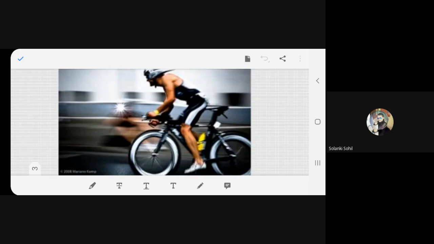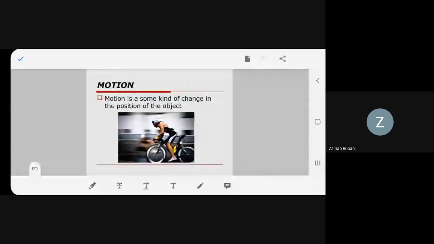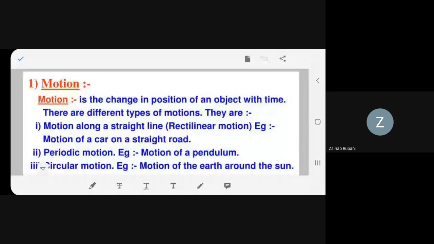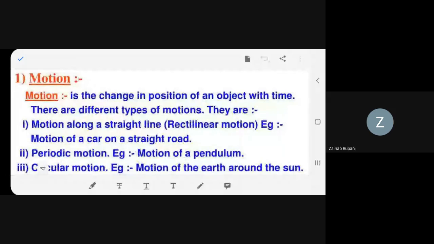Hello? Are you understanding what I'm saying? Yes, ma'am. Some more about motion, beta? Start. Ma'am, can I read? Sure. Just give me your name and then start reading so that I can understand who is reading. Zainab Rupani. Okay, beta.